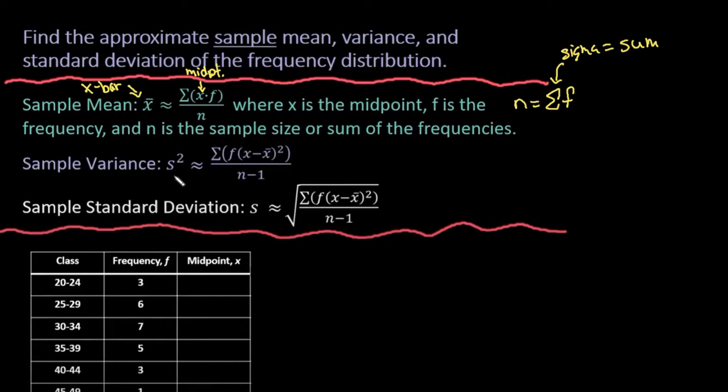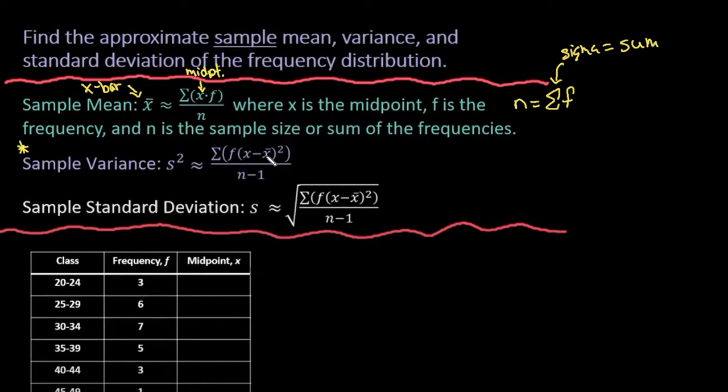The sample variance is the standard deviation squared. So just remember that the standard deviation is the square root of the variance, or the variance is the standard deviation squared. So I'm going to find this one using the formula, the sample variance, and then I will just take the square root of that answer to get the sample standard deviation.